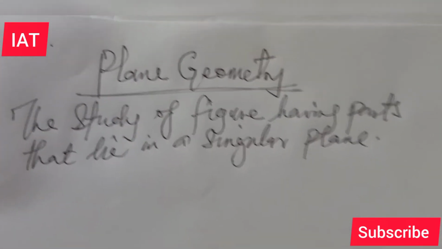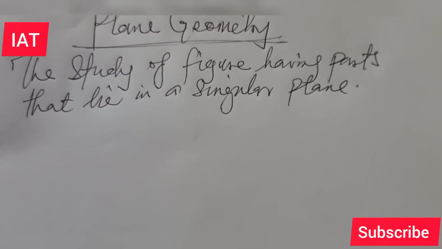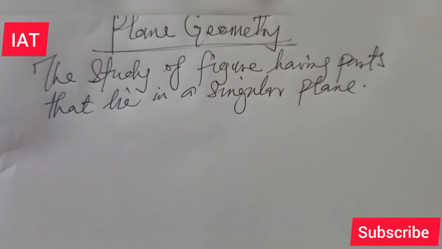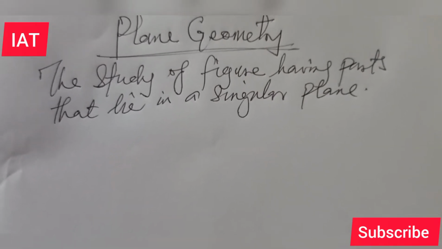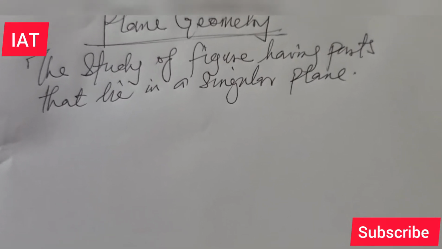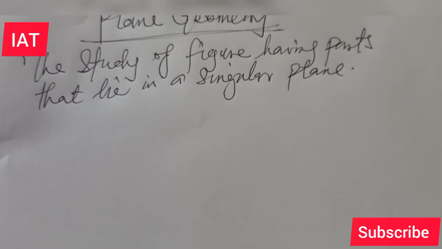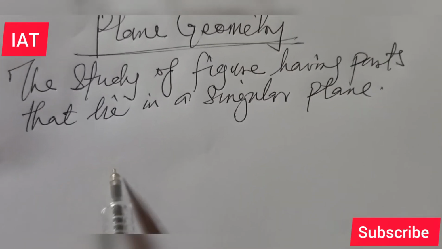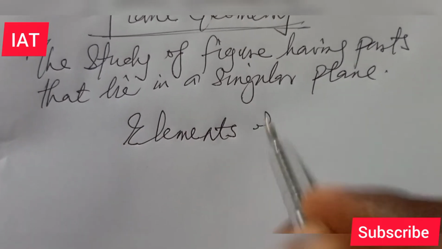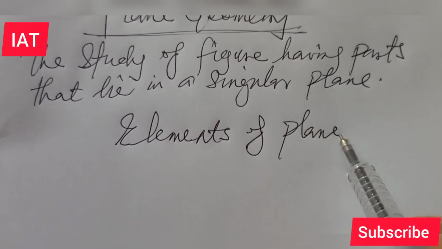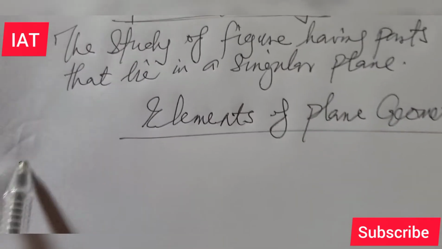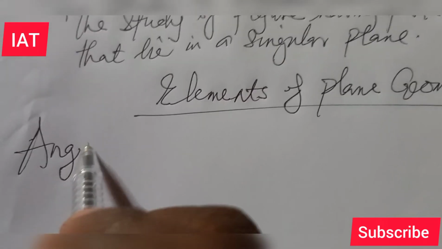All right, so we will basically talk about some elements of plane geometry, and these elements can help us to understand more of the details by the time we start working on the formations of angles. So the elements of plane geometry include angles. The first one we're going to consider is angles.